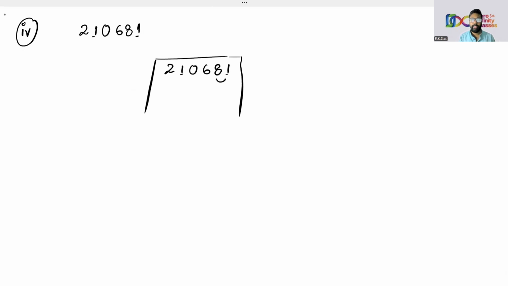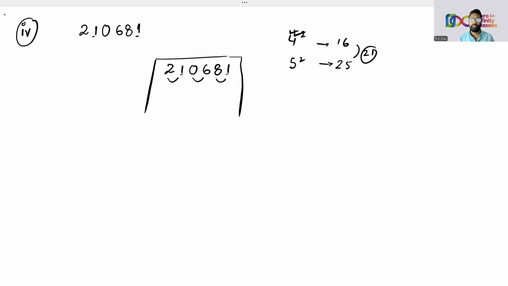Then we have to make pairs. This is a pair, this is also a pair, and this is also a pair. Then we have to search 21. We can clearly see 21 lies between 4 square and 5 square. 4 square is 16 and 5 square is 25. Within this, 21 lies, right?